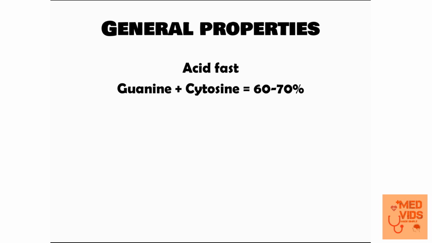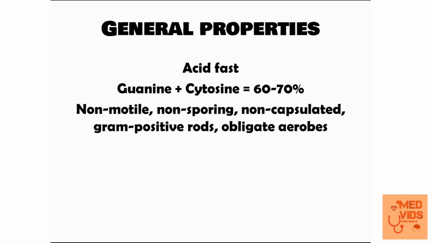Let's talk about the general properties of all Mycobacterium bacteria. All of them are acid fast, which means they can resist decolorization by adding acids. This is the basis of acid fast staining, such as Ziehl-Neelsen staining or ZN staining, which is done to diagnose Mycobacterium tuberculosis infections. The guanine plus cytosine content in the DNA of Mycobacterium species is about 60 to 70%.